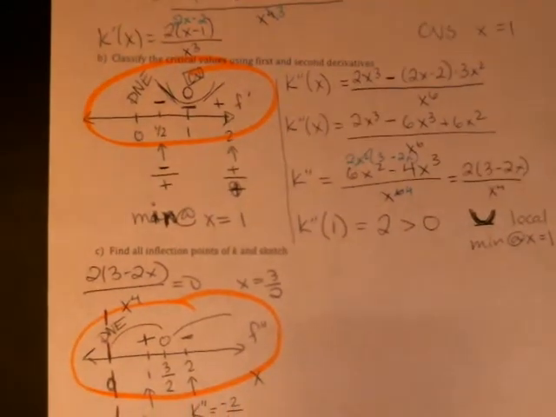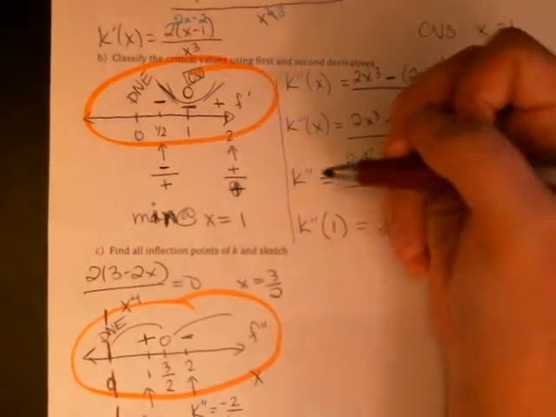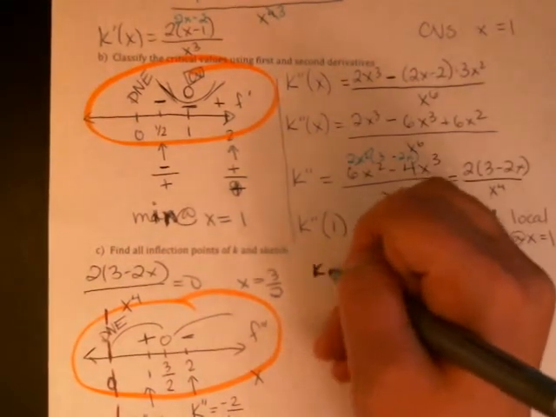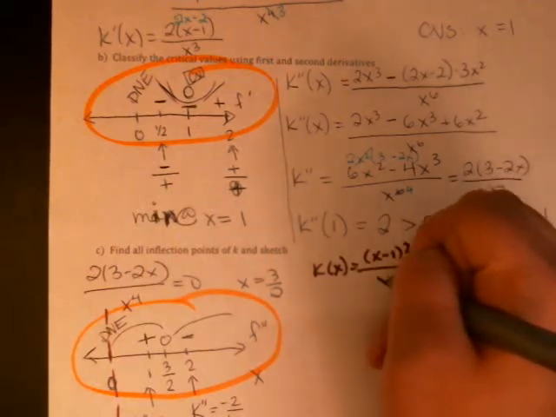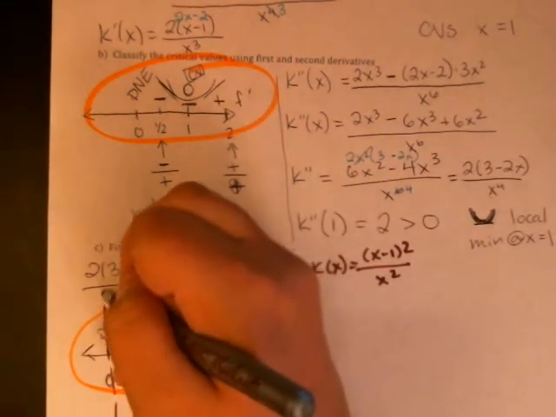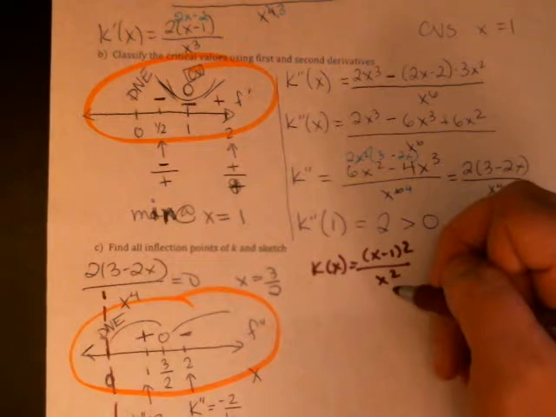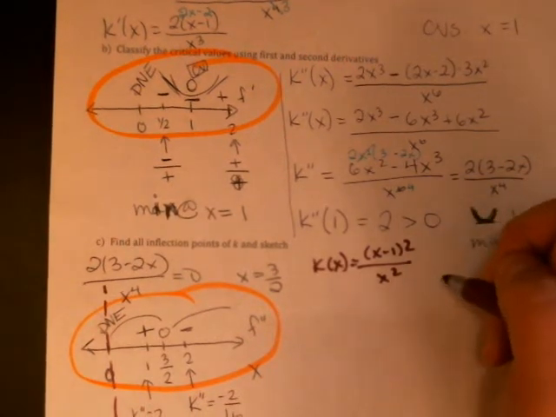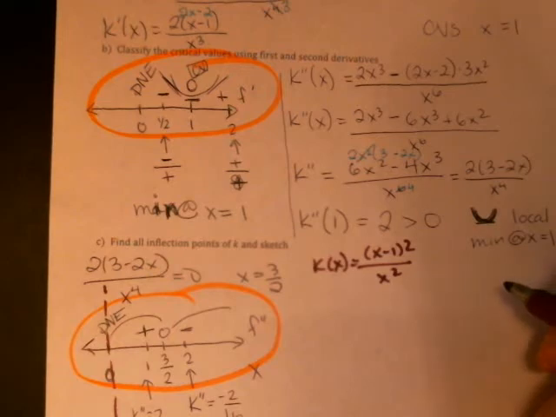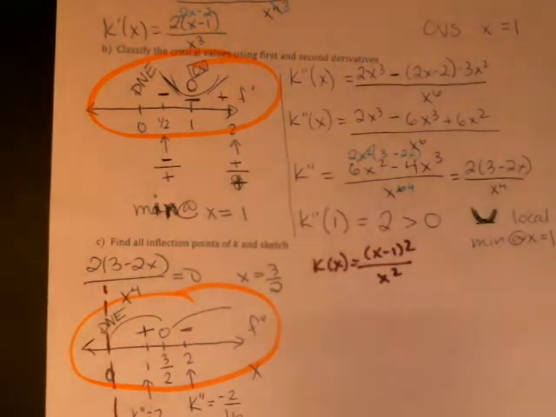There we go. Okay, so I know that my original function is k of x equals x minus 1 squared over x squared. So I know that there is, in fact, a vertical asymptote at x equals 0. That's when the bottom is 0. And then I also, if you remember, can figure out that whole global behavior thing. That's really helpful when you're trying to sketch.